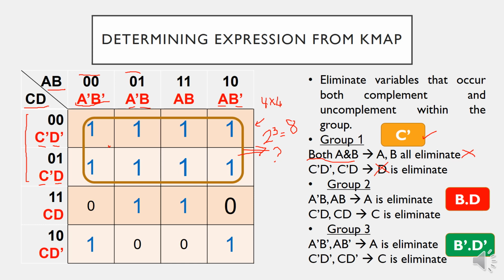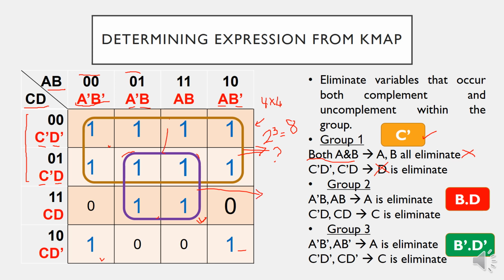Alright, second group. We still have 1, 2, 3, 4 ones which are not covered in any group. So the largest grouping we can do is this one, which will cover the second group. It can overlap with this side, which is okay based on the rules. So what is the expression for this one?